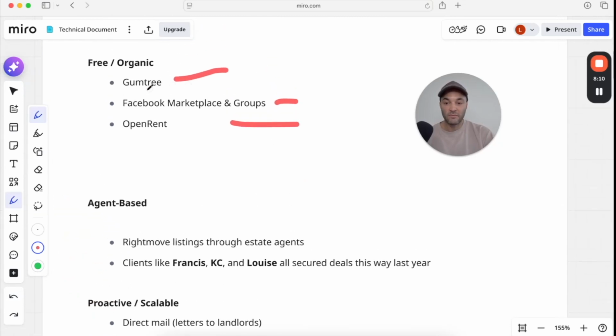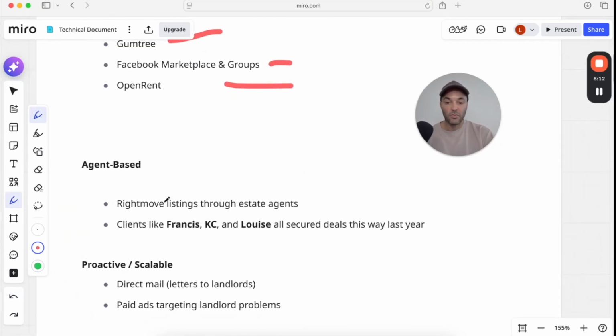As well as using Gumtree, Facebook and OpenRent, look on Rightmove as well and message some estate agents. Clients of ours like Francis, Casey and Louise all secured rent to rent deals through estate agents last year. I also got my first rent to rent deal through an estate agent. So you can find deals through agents.